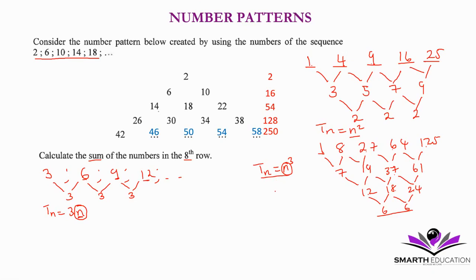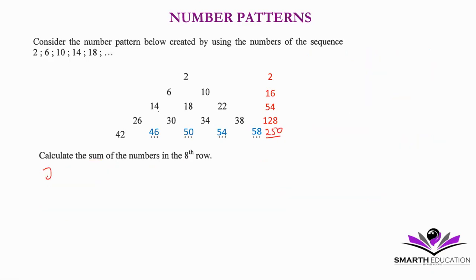Let's find the general rule for the sum of the numbers in the rows. So we have 2, 16, 54, 128, 250. Right, let's find the first differences. 16 minus 2, that's 14. 54 minus 16, that is 38. 128 minus 54, that is 74. 250 minus 128, that is 122.